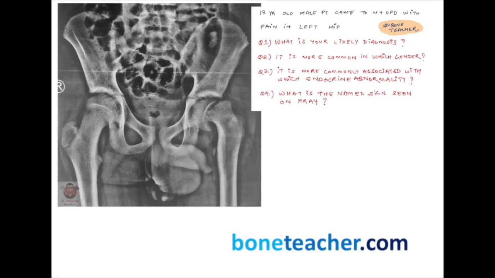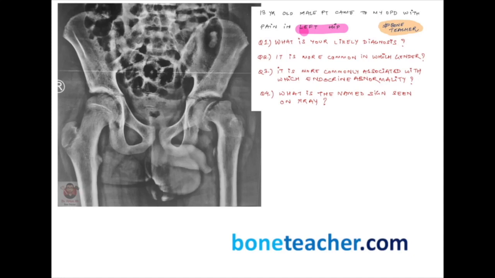Now this is a quiz over here. There is an X-ray and a few questions. Now let's look at the question here. The question says, a 13-year-old male patient came to my OPD with pain in the left hip. What is your likely diagnosis? So let's go to the X-ray now and try to identify the things here.